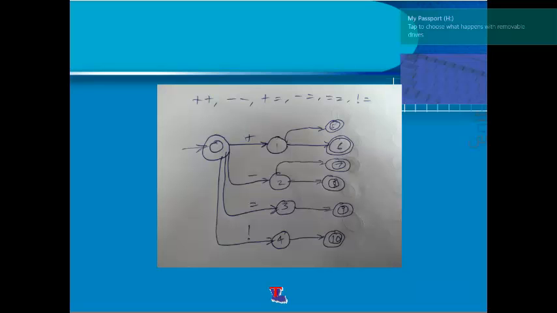In this particular case, plus and minus are the starting symbols for two inputs. So because of that, the intermediate states 1 and 2 have two final states each, whereas the equal-to and not operators have only one final state each because they are the starting symbol of only one of the inputs each.